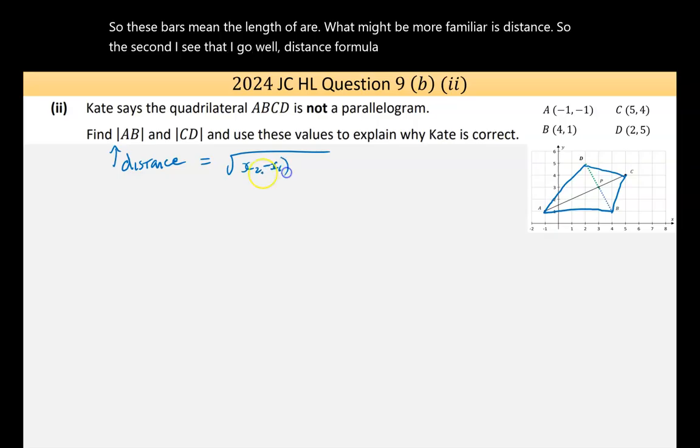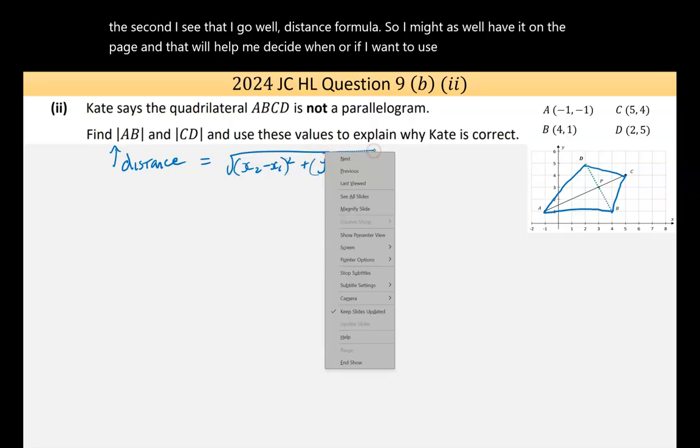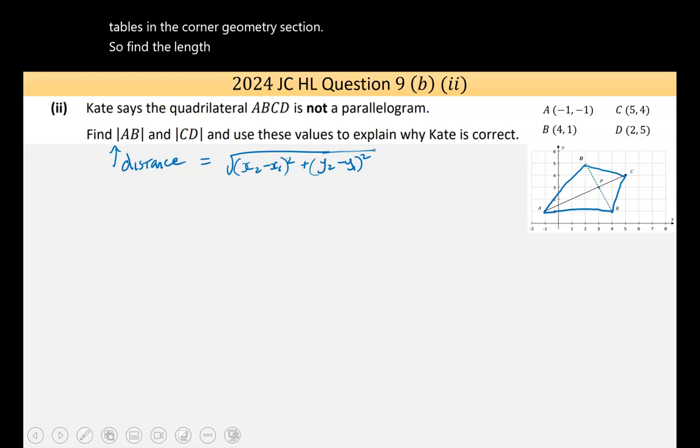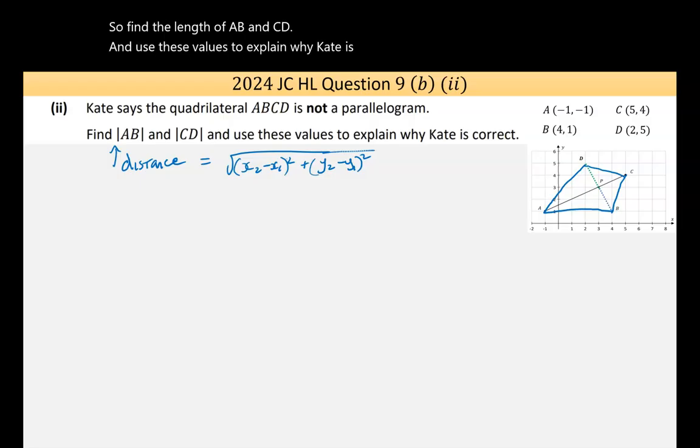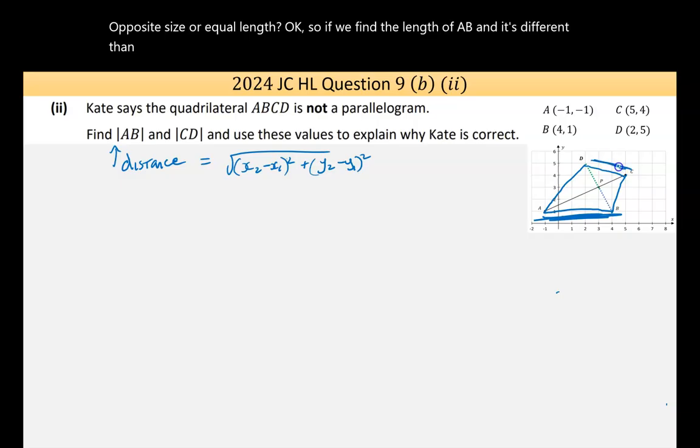So I might as well have it on the page, and that will help me decide when or if I want to use it. Okay, so it's in the maths tables in the coordinate geometry section. So find the length of AB and CD and use these values to explain why Kate is correct. Okay. Well, now in a parallelogram, opposite sides are of equal length. Okay. So if we find the length of AB, and it's different than the length of CD, which it looks like it is, then it's not a parallelogram. So let's get stuck in.